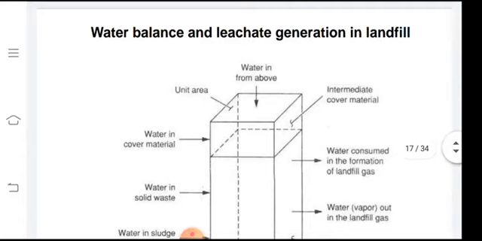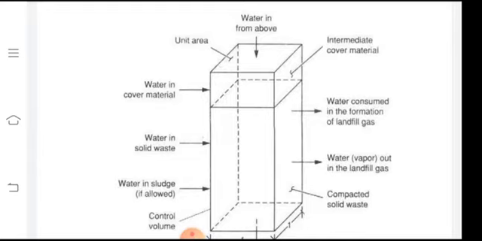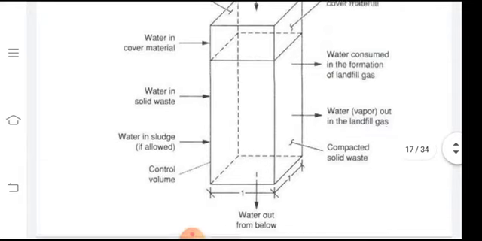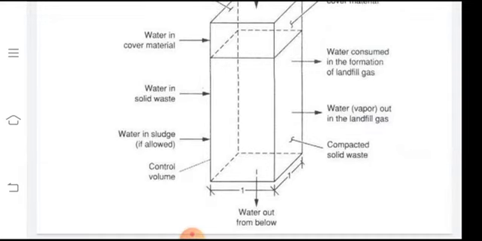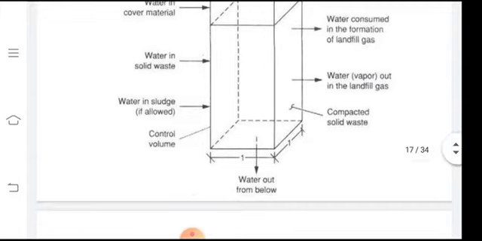This is the water balance and leachate generation in landfill. Water enters by infiltration from the top surface, entering into the cover material, and then is consumed in the landfill. Gases will be produced, and water in the sludge and water in solid waste is there, and water vapors can be released from this whole process. Then there is a leachate collection system at the bottom.